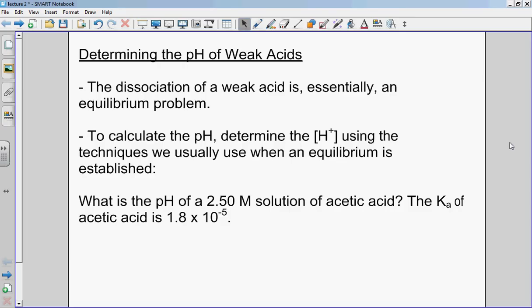So here's our first problem. It's a fairly straightforward one as far as weak acid pHs go, and it's asking what's the pH of a 2.5 molar solution of acetic acid, and then it gives you the Ka of acetic acid as well.